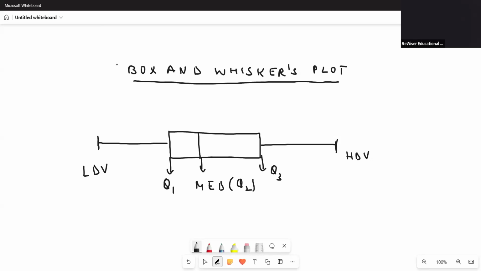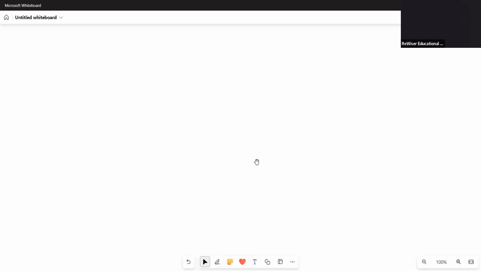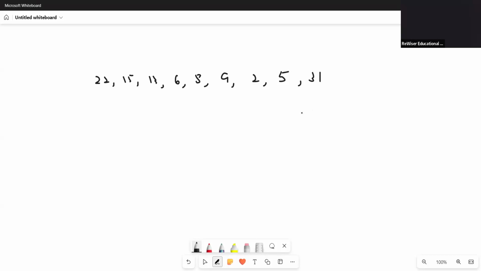So all of you would have written this down, the diagrammatic representation of the box and whiskers plot. Now we'll discuss a sum: how do we plot a box and whisker plot? Suppose any random data distribution is given to us. It's 22, 15, 13, 6, 8, 9, 2, 5, and 31, something like this.